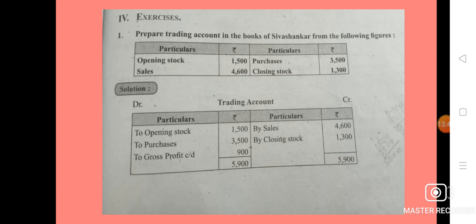So the net result concept is, the difference value will be showing in the debit side of the trading account, and that we call the gross profit. This is a balancing figure. So the difference value is known as gross profit. So 5900 minus debit side value 5000, we get 900. So this value is known as gross profit. So gross profit is the difference value.